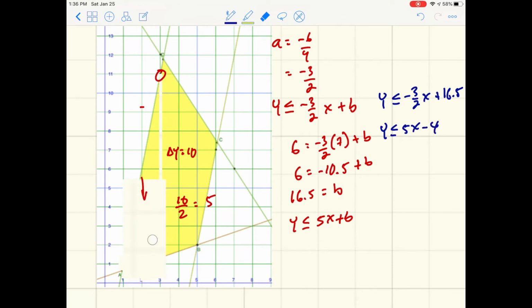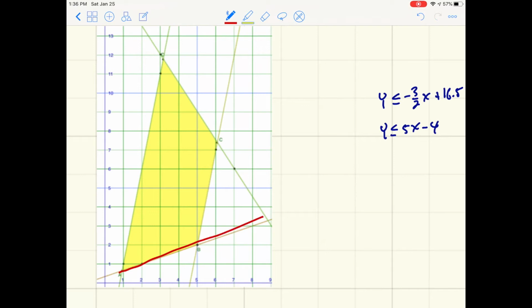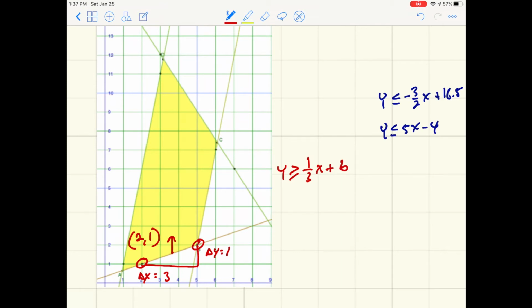Let's look at the next one. Let's look at this line here. We have a good value here and a good value there. Notice our b is between 0 and 1, so it's some fraction. But our delta x here, we're moving over 3, and our delta y, we're moving up 1. So our slope is going to be 1/3. We are shading above, it's solid, so y is greater than or equal to 1/3 x plus the b value. So I'm using this as a good point. This is 2, 1. So when x is 2, y is 1.